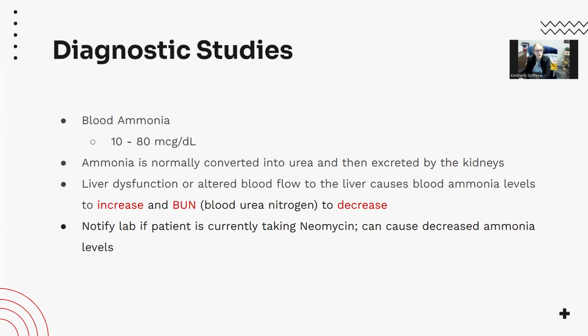Then we have our blood ammonia. A normal ammonia level is 10 to 80 micrograms per deciliter. Ammonia is normally converted into urea and then excreted by the kidneys. With liver dysfunction or altered blood flow, the liver causes blood ammonia levels to increase and BUN, or your blood urea nitrogen, to decrease. So you need to notify the lab if your patient is currently taking neomycin because this could cause a decrease in ammonia levels.